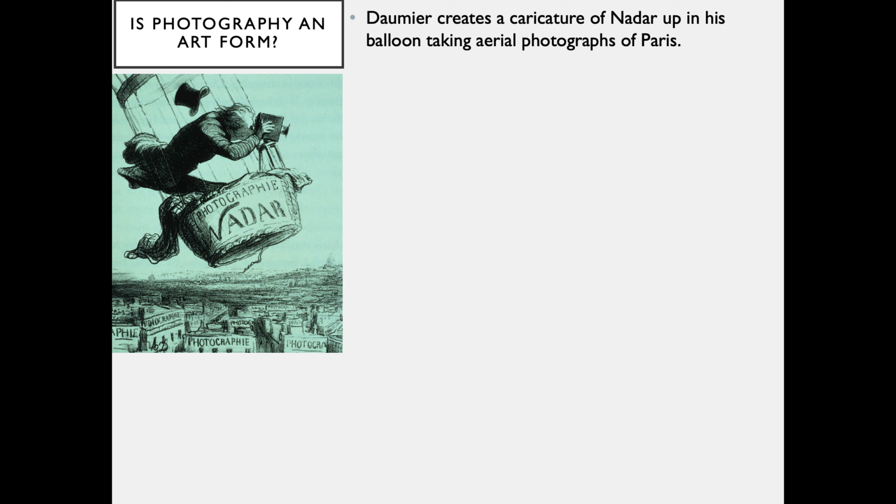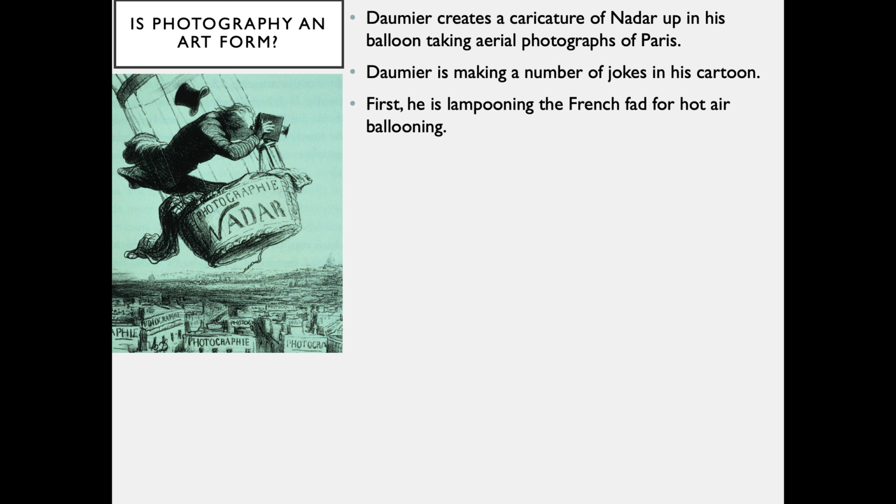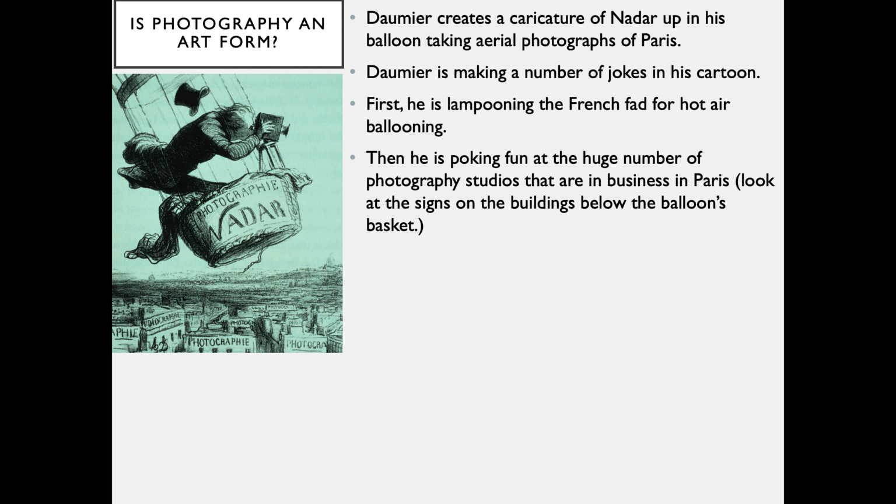Daumier creates a caricature of Nadar up in his balloon, taking aerial photographs of Paris. Daumier is making a number of jokes in his cartoon. First, he's lampooning the French fad for hot air ballooning. Then he is poking fun at the huge number of photography studios that are in business in Paris. Look at the signs on the buildings below the balloon's basket.